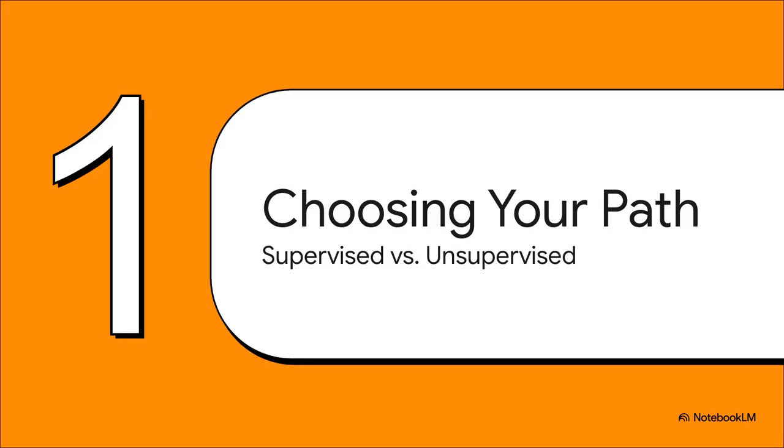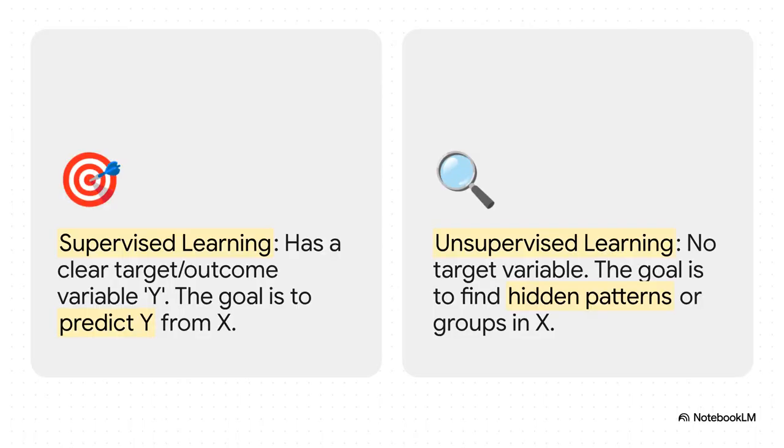All right, so before we go searching for that function, we've got to make a choice. We have to choose our path. And in machine learning, there are really two fundamental paths you can go down. On one hand, you've got supervised learning. This is exactly like our sales problem. We have a clear target, our y, that's our sales numbers, and we want to predict it using our inputs, our x's.